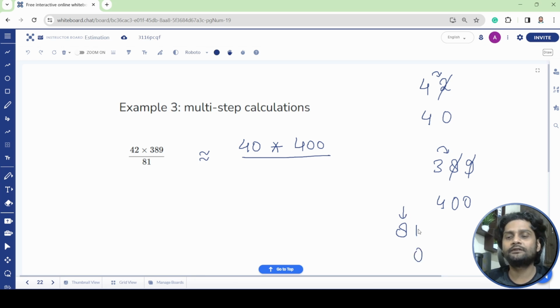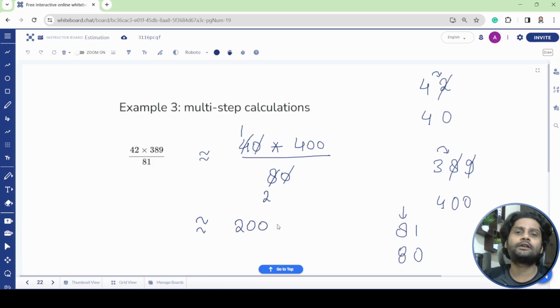Similarly students, 81 can be rounded to one significant figure. We need to leave this number and we can just write 8 as it is because the number next to 8 is less than 5. We got 80. Now we can perform simplification. 0 and 0 got cancelled. 4 gets cancelled with 8. 4 times 2 is 8 and 400 over 2, so this expression is approximately equal to 200. And that's how we have estimated that.